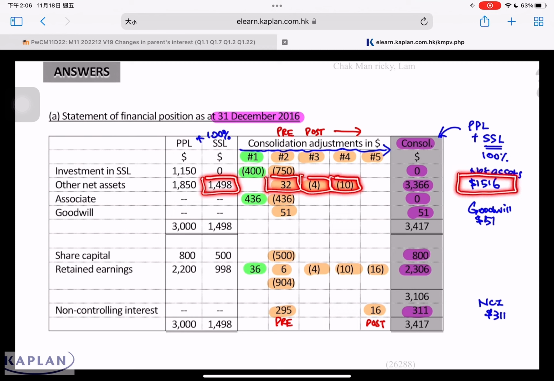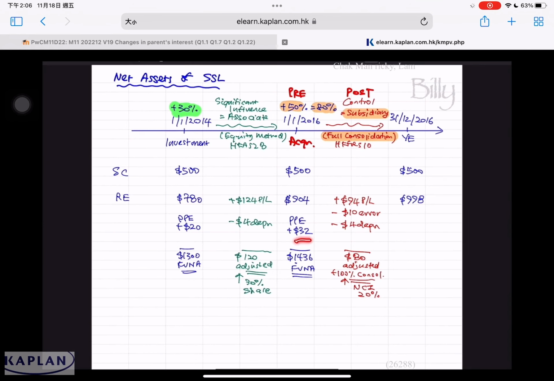But there's another way to reconcile this figure, which I've been doing many times. Refer to the working. From this date, it's a subsidiary, add across. 998, we must adjust for the error because the question said there's an overstatement of $10. At the acquisition date, there's a plant asset of 32, we'll depreciate 4. The plant that you have not depreciated, but to be depreciated over the next 7 years, equals 28. This 28 is relating to the PPE. 500 plus 998 minus 10 plus 28. 1516 net assets. This is the figure that we talked about just now.